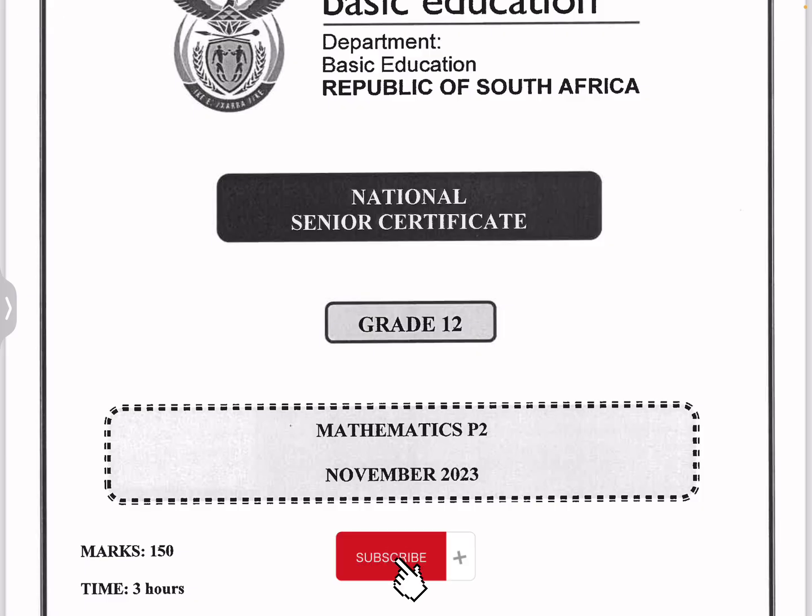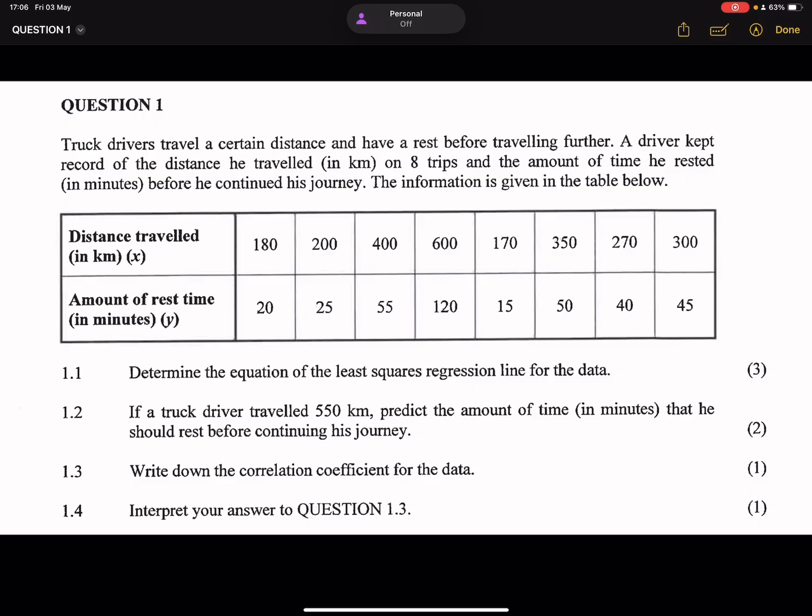All right, and let's get right into the business of the day. So we begin with question 1. They say to us we've got truck drivers that travel a certain distance and have a rest before traveling further. The driver kept record of the distance he traveled in kilometers on 8 trips and the amount of time he rested in minutes before he continued his journey. The information is kept in the table below.